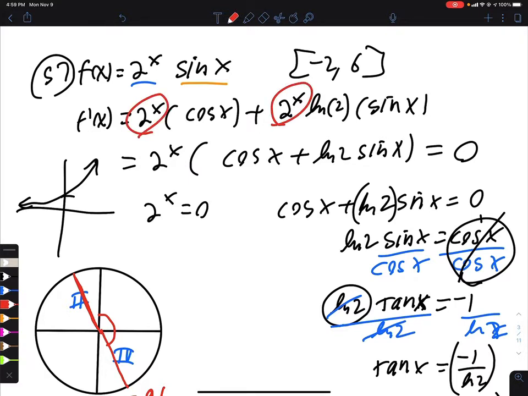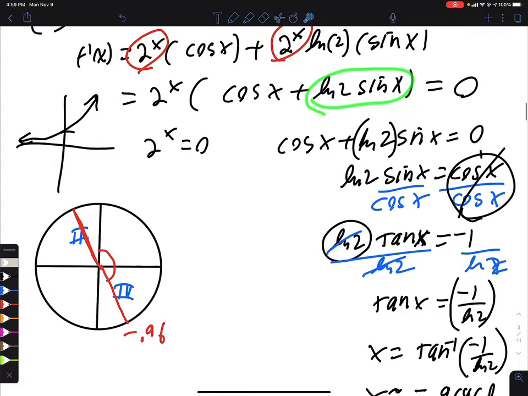So I factor that out. If I take that out, I'm left with just cosine. If I take that out, I'm left with ln 2 sine x. So that's where that comes from. Well, how do you solve an equation? Because this is equal to 0, because we're trying to find the critical points, so it's when the derivative is 0.